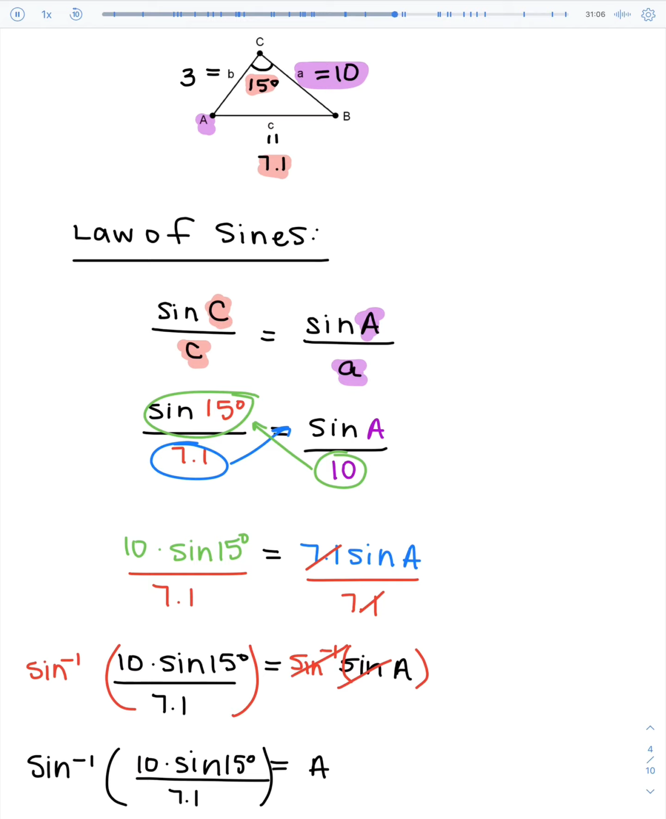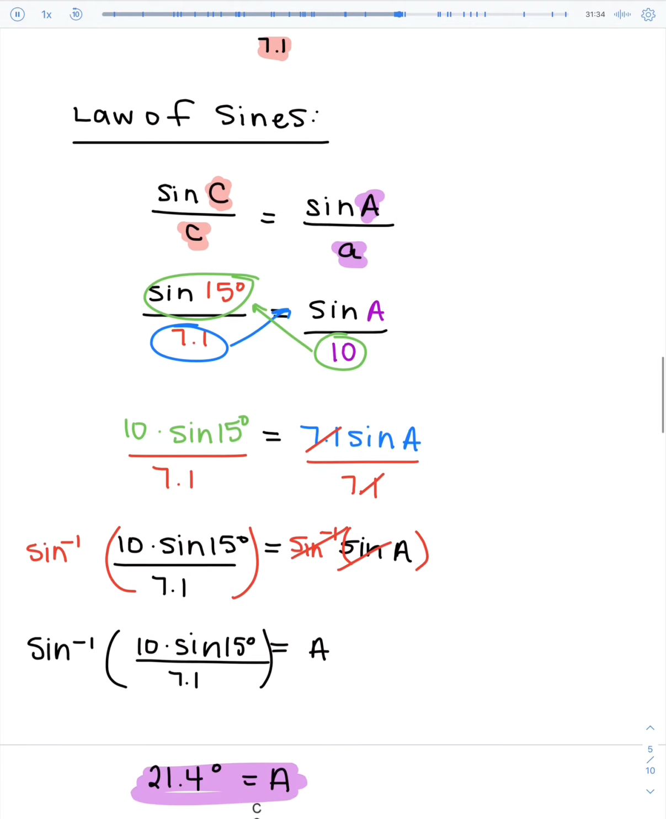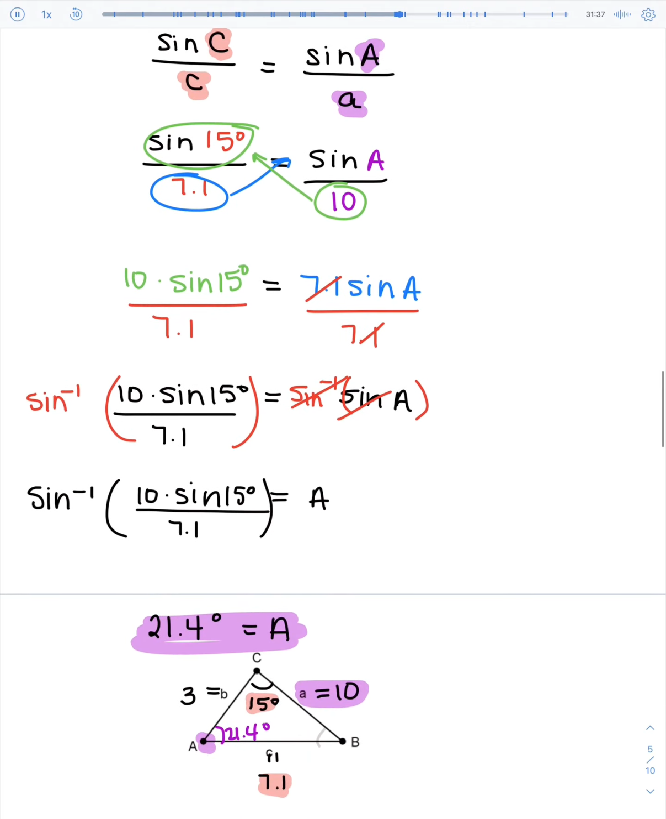And what we end up with is 21.4 degrees for our A. And we have almost the entire triangle filled out. So now we can fill in that angle A here is 21.4 degrees. So let's go ahead and fill that in. Now we've got all three sides and 2 out of 3 angles.